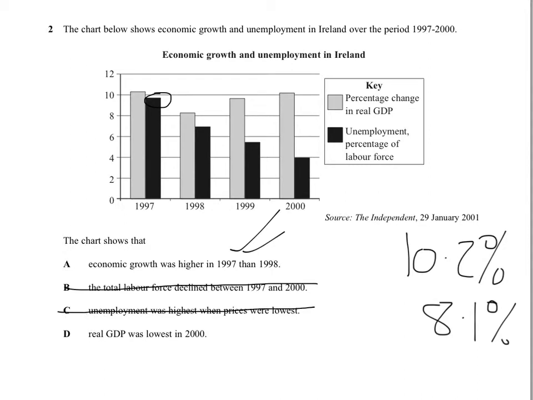And real GDP was its lowest in 2000. Now, this is wrong for the same reason we were saying A is right, because all the way through, GDP has actually been going up. So in 1997, GDP went up by 10%. In 1998, it went up by 8%. Then it went up by another 9%. Then it went up by another 10 and a bit percent. So it's just massively wrong. Real GDP was actually its highest in 2000. So the answer is A.